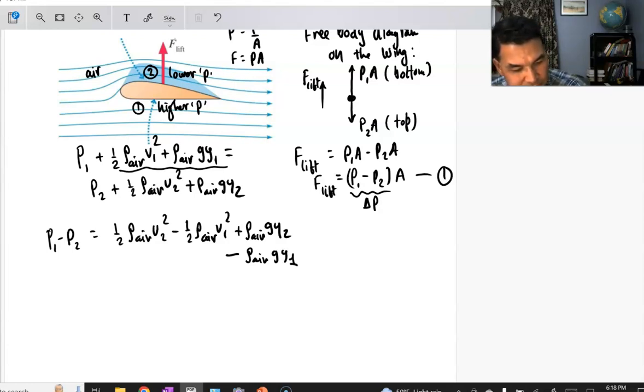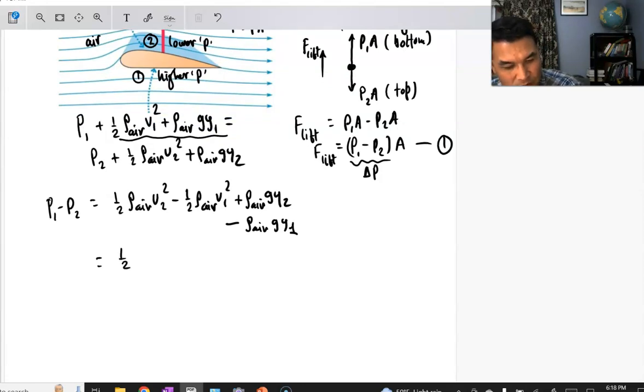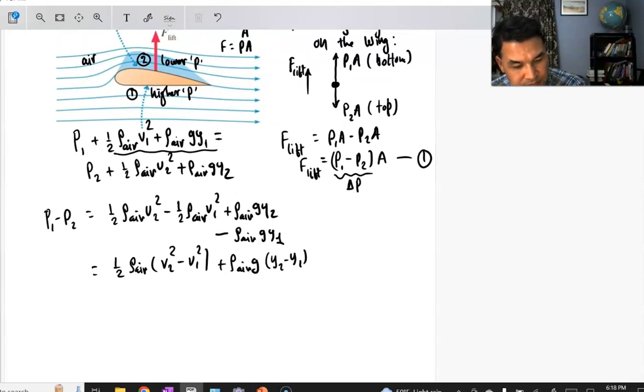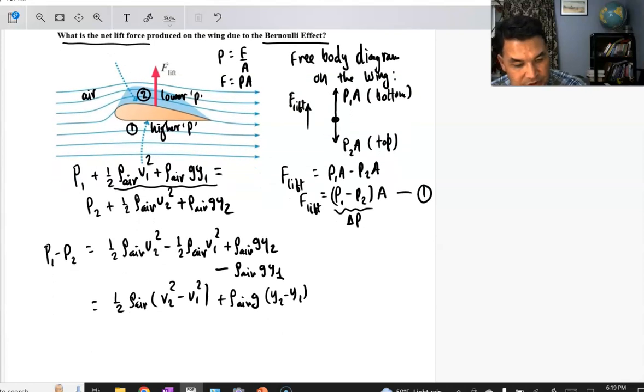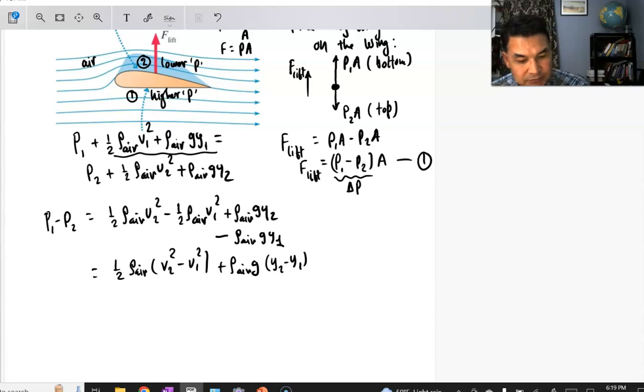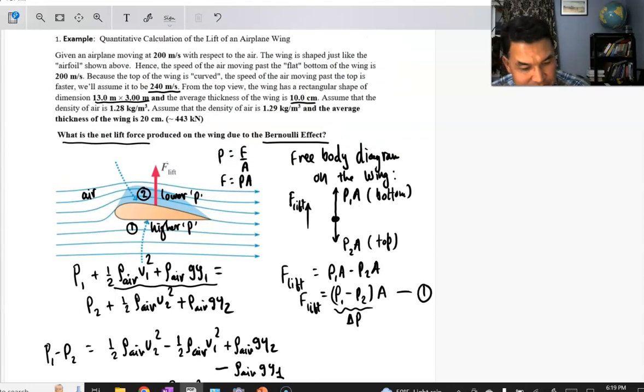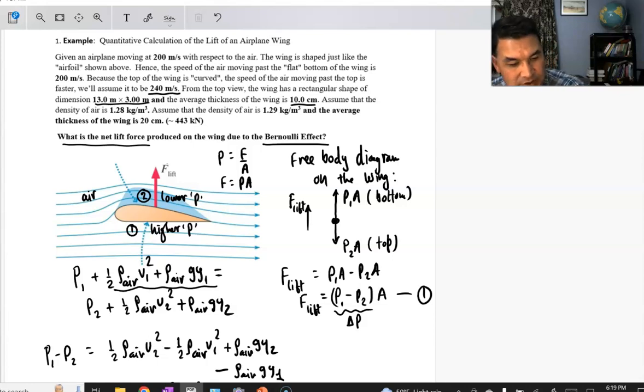You can do one more step to simplify that. 1/2 the density of air is common, so you can factor that out: V2 square minus V1 square, plus the density of air, gravity, which again you can factor out, Y2 minus Y1. Remember, we are given the velocities V2 and V1. V2 is the velocity on the top of the wing, which is 240 meters per second. V1 is the velocity on the bottom side of the wing, which is 200 meters per second, and everything is given. It says to use the density of air as 1.29.